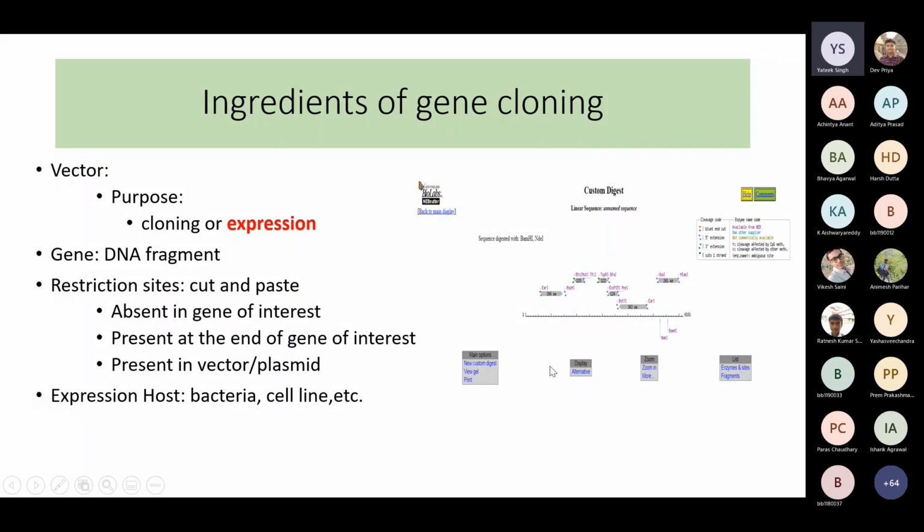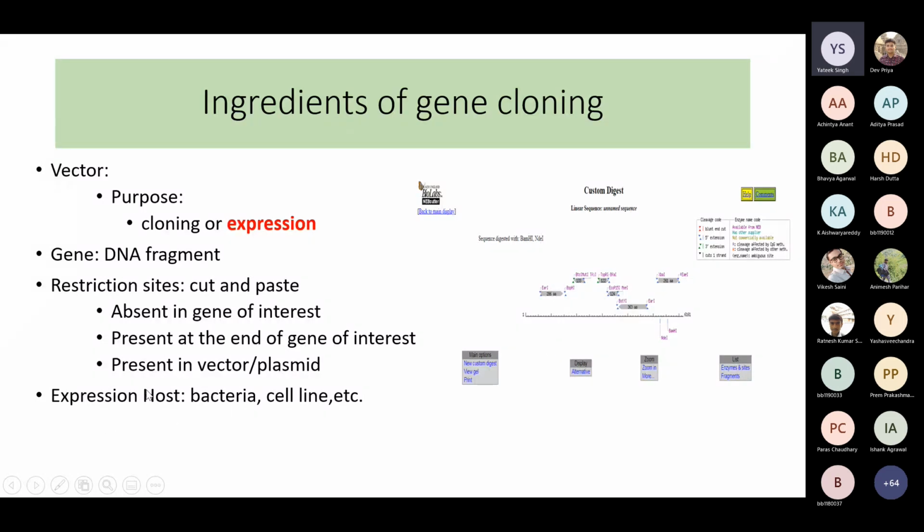We won't be able to get the expression of our required protein. So the restriction sites must be absent in our gene of interest, but they have to be present at the ends of the gene, so that we can cut them and paste them in our vector. They have to be present in our vector.